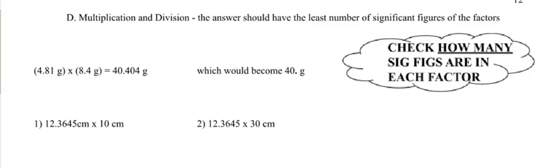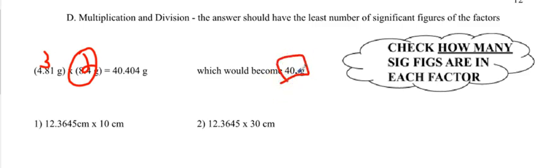So let's see here. How many sig figs are in 4.81? That's 3. How many are in 8.4? That's 2. All right, so my answer should have the smallest number of sig figs, and that's 2. So go left to right, go 1, 2. The 0 is significant. Do I round up? No, it's a 0.4. So my answer is 40.0.